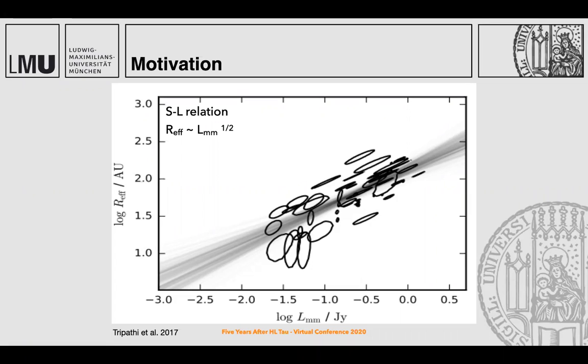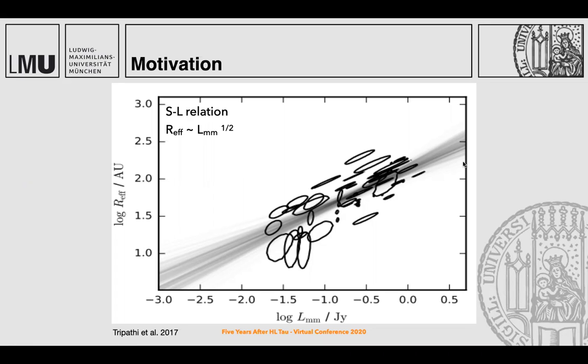And the important result of this survey that was published by Tripathi et al. 2017 was that the luminosity of the disk scales with the emitting area, or more specifically, the emitting area is proportional to the square root of the luminosity. We will refer to this relation from now on as the size-luminosity relation.